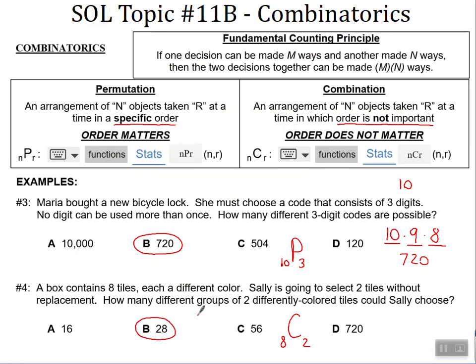So remember how to find these buttons on your Desmos calculator. Remember that permutation, the order matters. Combination, the order does not matter. And if you can attack it with the fundamental counting principle just by finding how many ways each event can happen and multiplying those together, then try that.